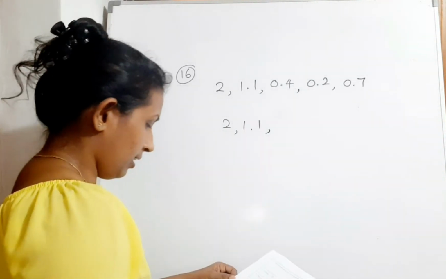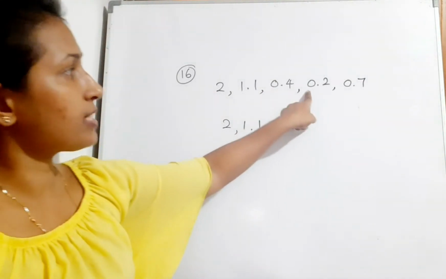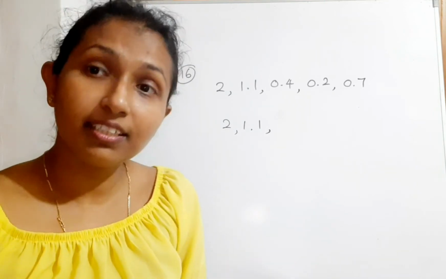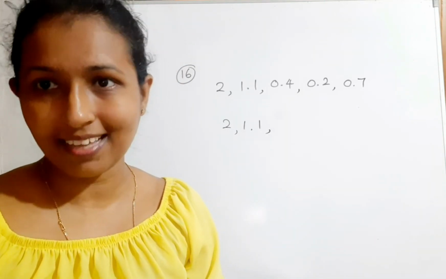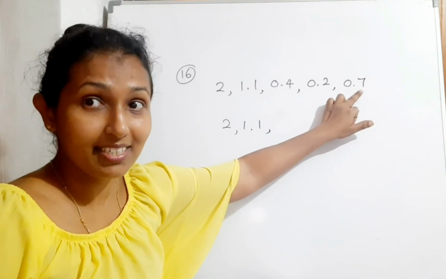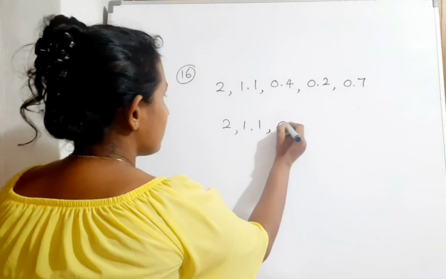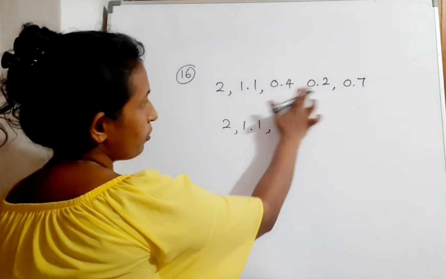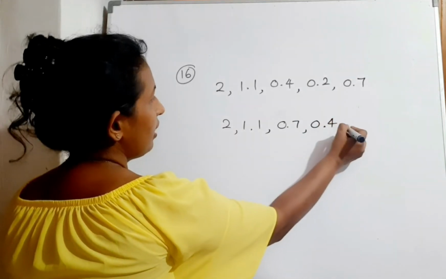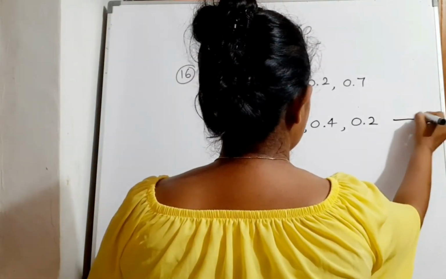Then in these 3 numbers, the ones place digits are 0, 0, 0. It's the same, so we can't compare. So let's move to the first decimal place then. Yes, 4, 2 and 7. Then you can see what is the largest digit. 7 is the largest digit. So it comes now 0.7. Then the remaining are 4 and 2. What is the largest digit? 4 is the largest digit. So you have to write 0.4. After that 0.2. That is the order you have to write. Then 2 marks for that question.